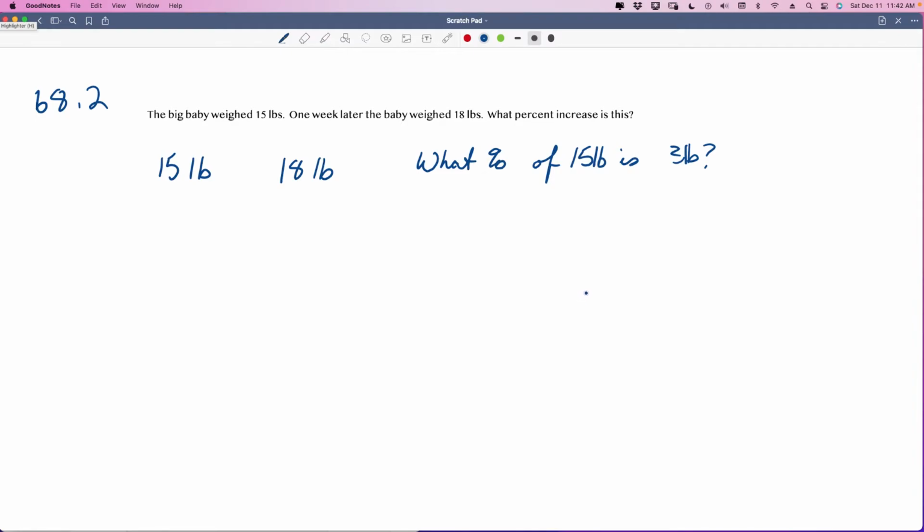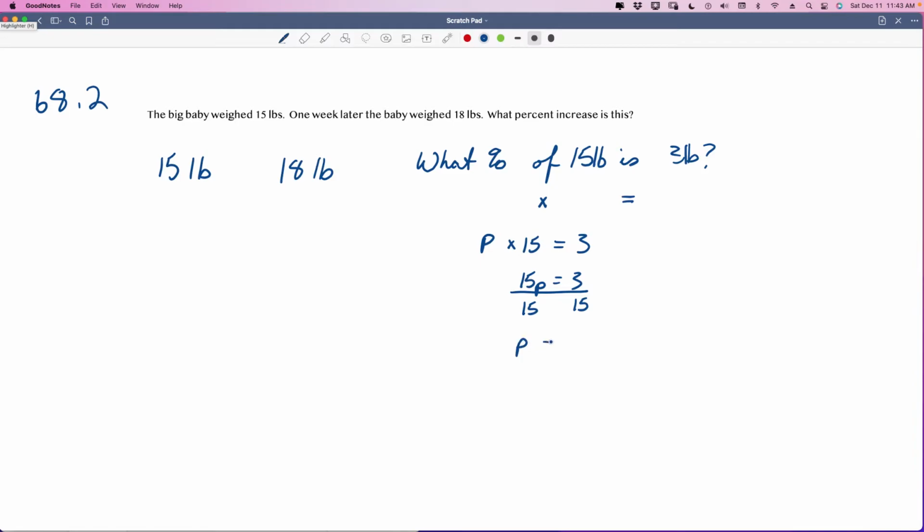So the way we need to set that up is we need to say, we know that of is multiplication and is means equal. So what percent of 15 is 3? Percent times 15 is equal to 3. That's our problem, right? So 15p is equal to 3. So that means we divide both sides by 15. Does that make sense so far?